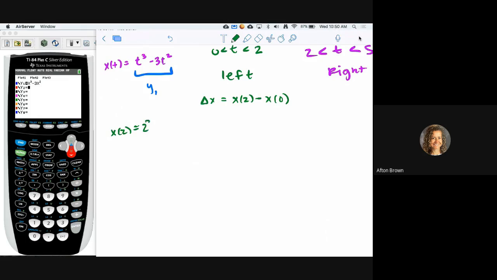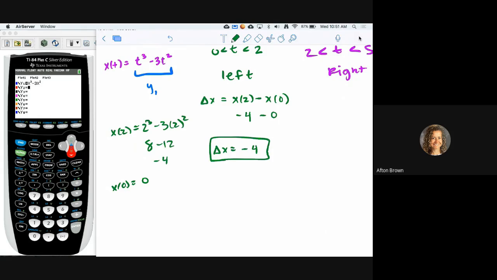x at 2 is 2 cubed minus 3 times 2 squared. So that's 8 minus 12, so I get -4. So this piece would be -4. I would do x at 0. If I plug 0 in, I get 0. So I get -4. So I know the change in x over the first 2 seconds should be -4.